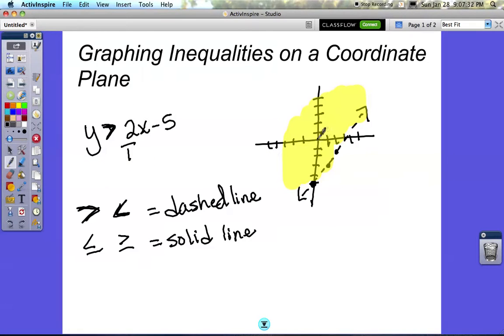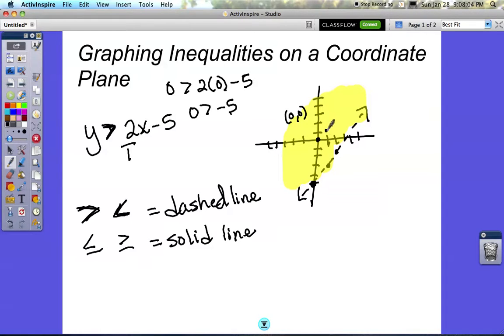Okay, so let's try that. Let's pick 0, 0 as something that's pretty easy. Is 0, 0 in the yellow region? Okay, so I have 0, 0. So that means my y is 0, correct? And my x is 0. So 0 is greater than 2 times 0 minus 5. Is 0 greater than negative 5? Yes. Is that true? Okay.